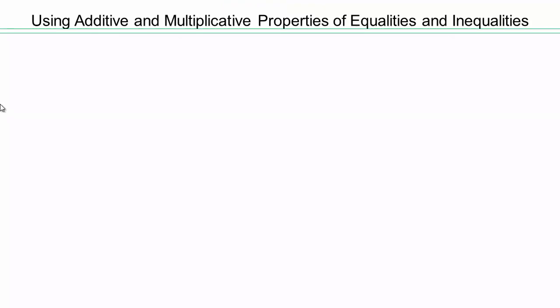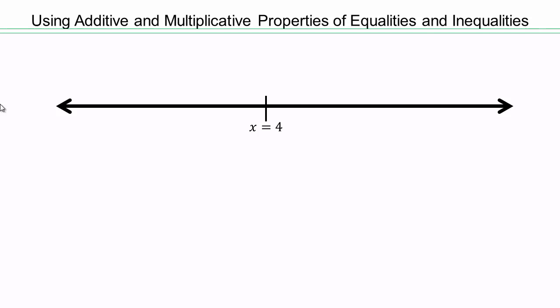Let's talk about the additive and multiplicative properties of equalities and inequalities. So let's just look at a number line. Let's say x equals 4 is right there. Let's say I add plus 2 on both sides of the equation. We know that adding a 2 means you're going to move 2 units to the right. So let's add 2 and shift 2 units to the right.